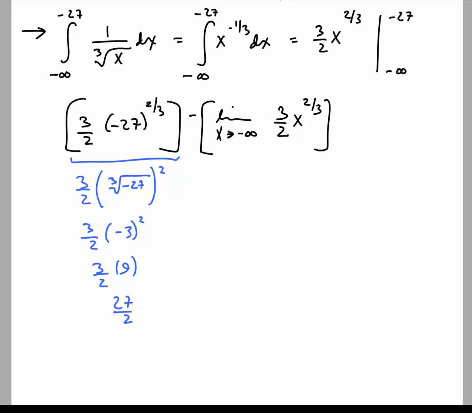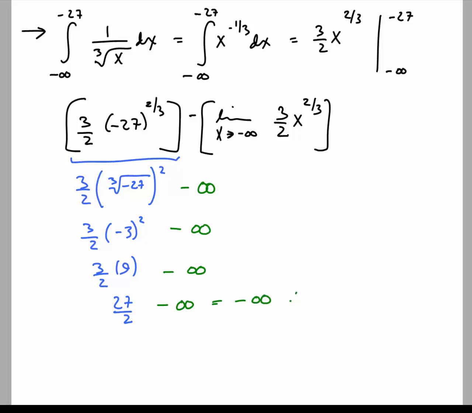Now I need to come back up here and get caught back up. Here, the limit as x approaches negative infinity. This one's not quite so interesting. As x is approaching negative infinity, x to the 2/3 power is still going to be infinity. It turns out to be positive because I'm squaring a negative. Infinity times 3/2 is still infinity. So this is basically 27/2 minus infinity, which is equal to negative infinity.